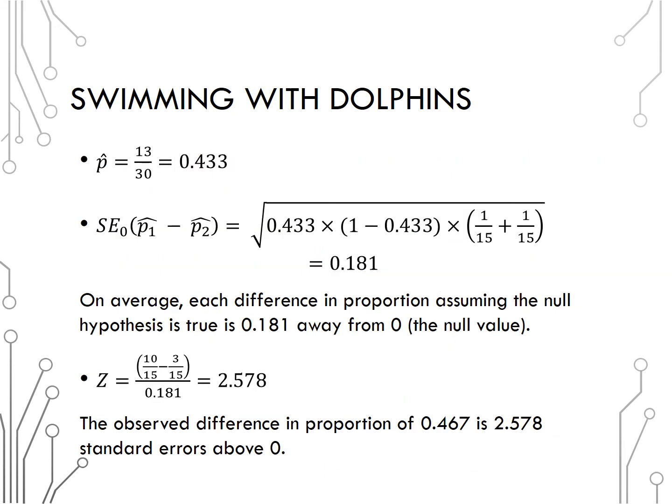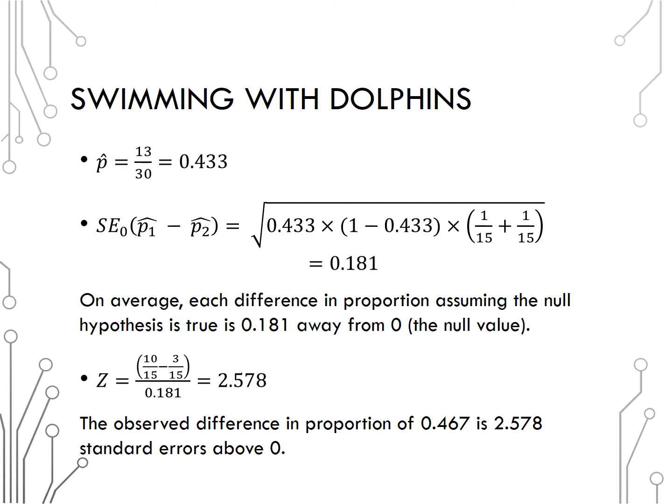Let's go through the theoretical test. We would look at our overall p-hat of 13 out of 30, or 0.433, to calculate the standard error of the difference in proportions under the null hypothesis. In your calculator, you should get 0.181 by plugging in those values.